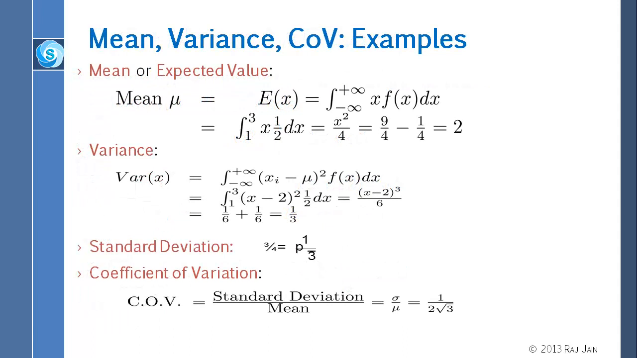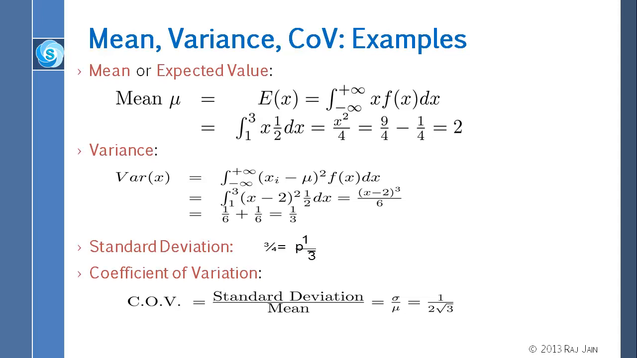All right, so we found the mean. The variance is the integral of (xi minus mu) whole square times f(x) dx, with xi actually from minus infinity to plus infinity. I shouldn't put xi here. It should be simply x. This is not a discrete variable.